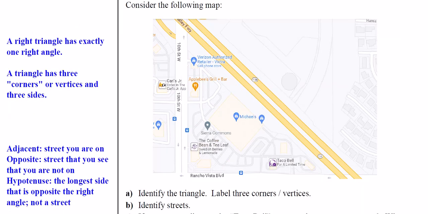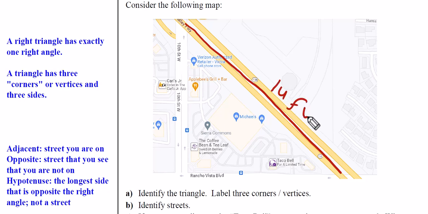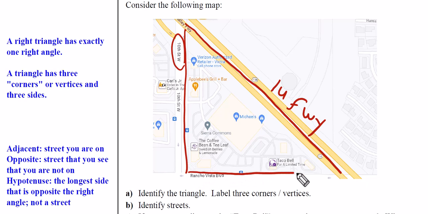So let's begin by looking at a street map of the Antelope Valley. If you're not familiar with this area, this is near the mall in Palmdale. You'll see that this is the 14 freeway right here. That's a freeway, not a street. And then you have 10th Street West going this way, and you have Rancho Vista Boulevard going this way.